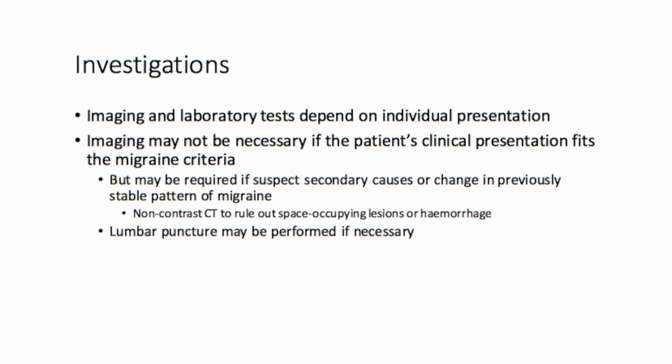What are some investigations that you need to perform? Imaging and laboratory tests depend really on individual presentation. Imaging may not be necessary in all patients, particularly if the clinical signs fit traditional migraine criteria. It may be required if you suspect secondary causes though, or a change in previously stable patterns of migraine. Commonly, a non-contrast CT is used to rule out space-occupying lesions or hemorrhage. A lumbar puncture may be performed if you suspect infectious causes or autoimmune causes.